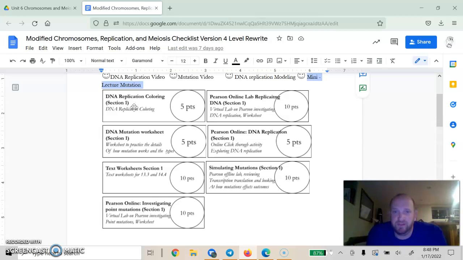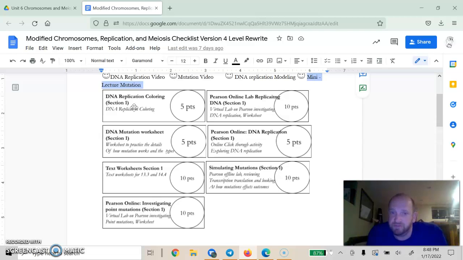There's an online activity about replicating DNA. There's actually two of them. One of them is a little more in-depth. That's the one that has lab in it. That's why it's 10 points. There's a mutation worksheet, which actually walks you through the process of mutation and how the changes are made. It'll actually review transcription and translation, which I think is good. And then there's textbook worksheets for 13.3 and 14.4.